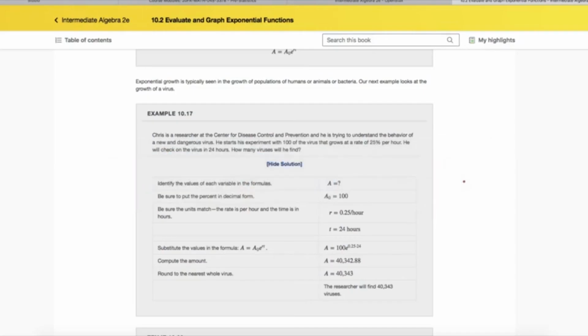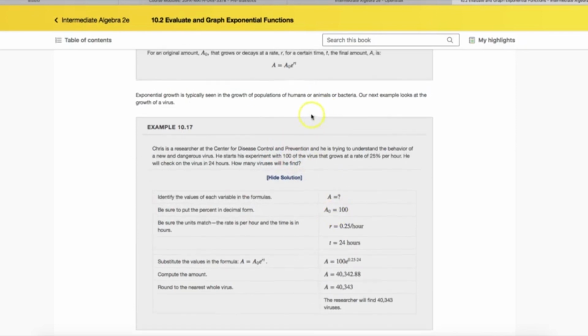So, going back to this problem, no time had passed. He started the experiment with 100, so that means A naught is 100. That's going to be that coefficient out in front. We're told in here that it grows at a rate of 25% per hour. So that's kind of like an interest rate of 25%, but instead of an annual rate, it's an hourly rate. So R is 0.25 for 25%, and T is going to be a number of hours. He's going to check on this virus a day later, 24 hours later. So how many will he find?